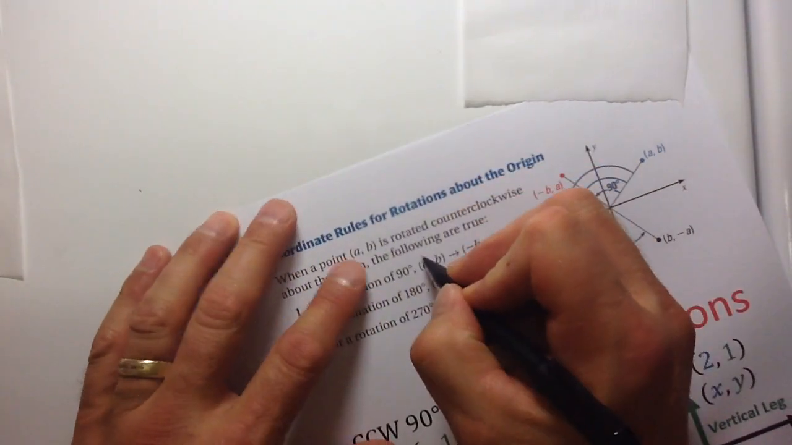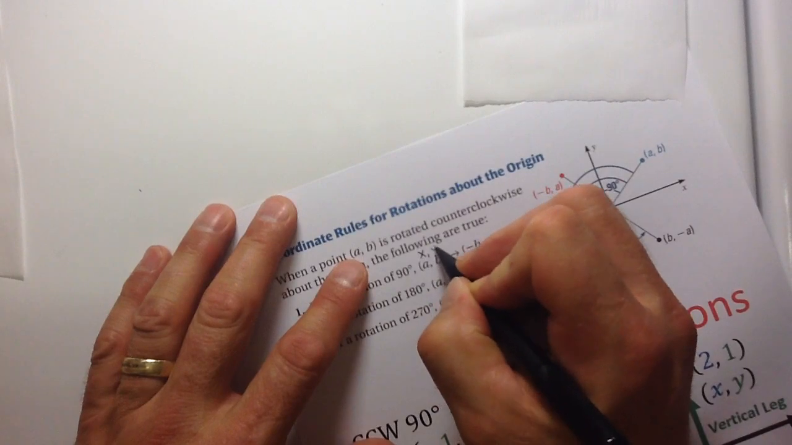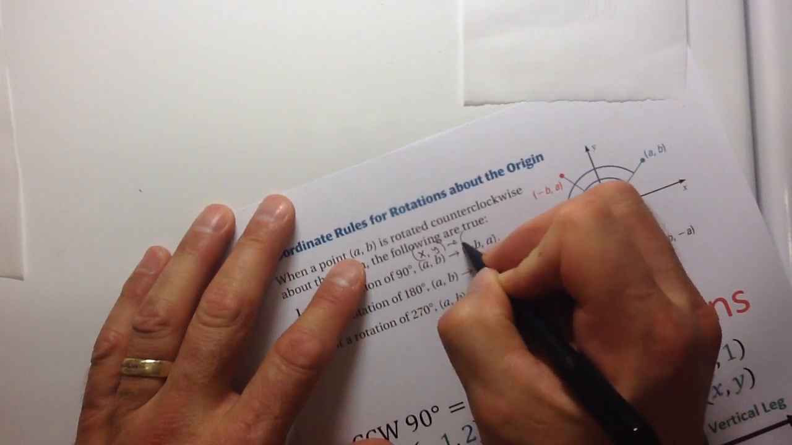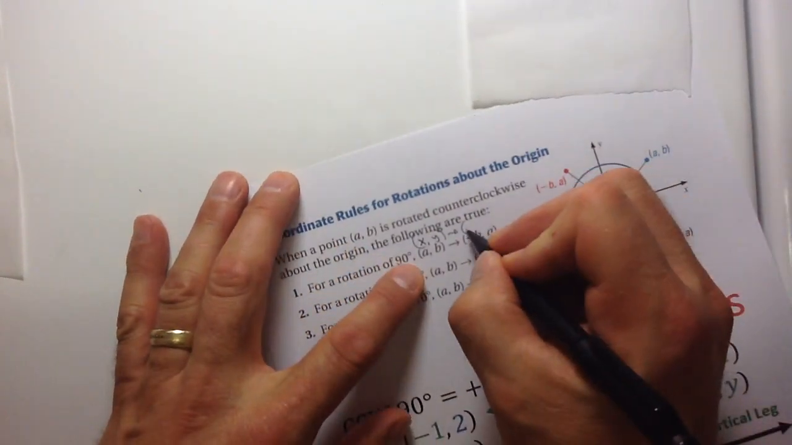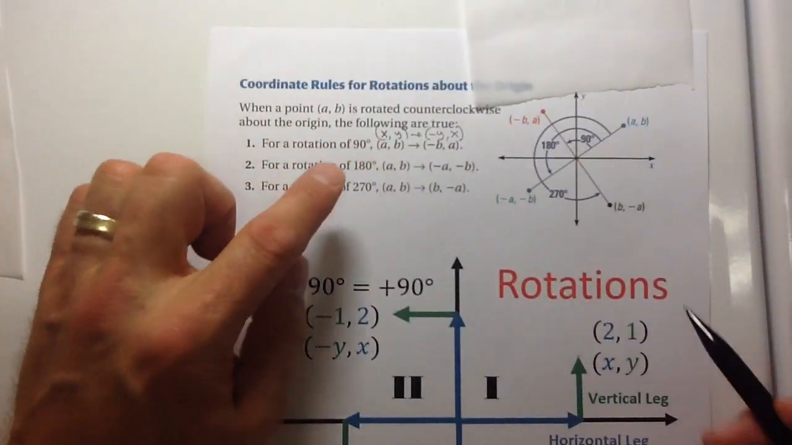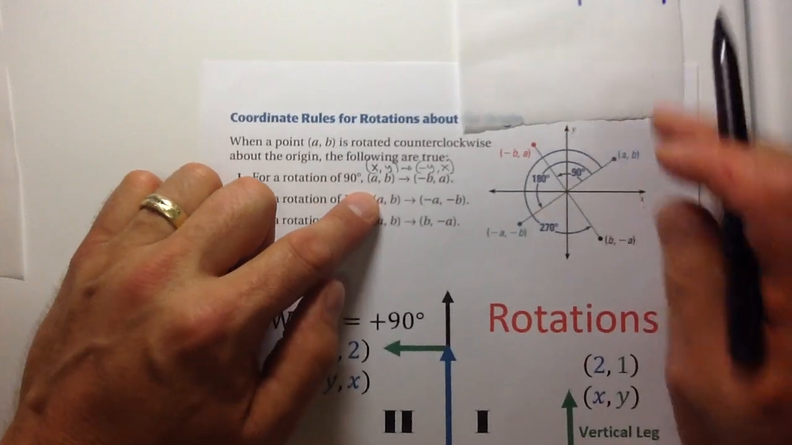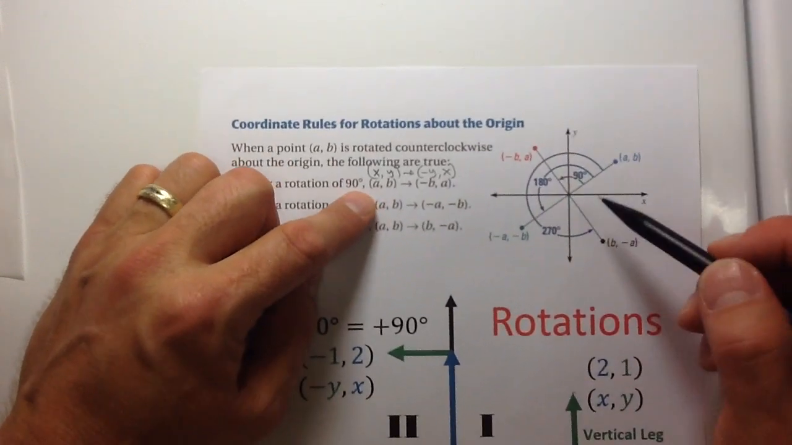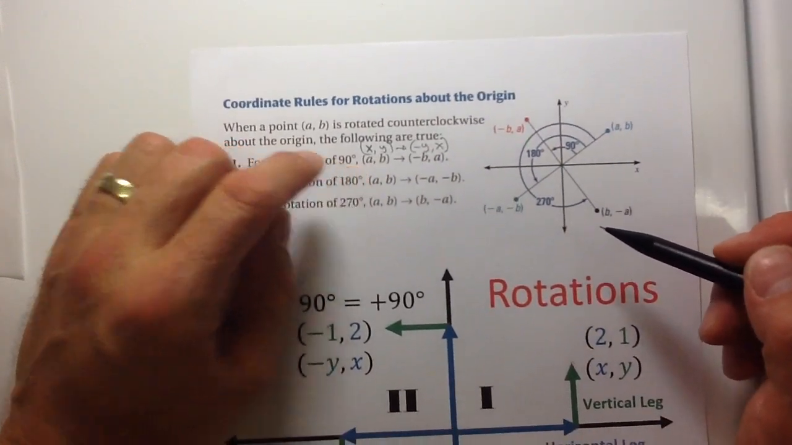In fact, you could just do this if you wanted to. Put x comma y on top of that, and then do an arrow, and this is going to turn into negative y comma x. Just so you know how to connect those two different notations, two different ways of saying the same thing.